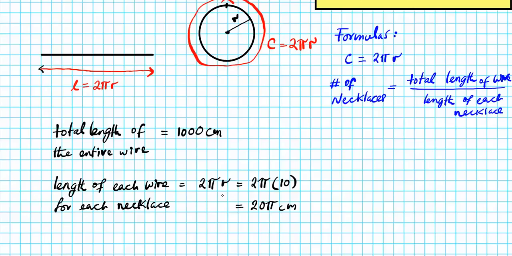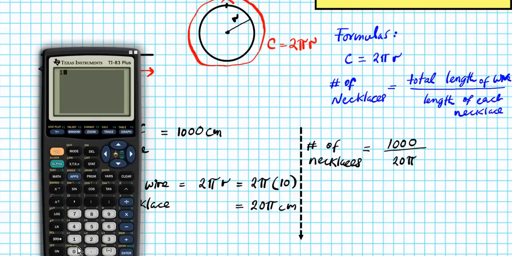So how many necklaces can we make? We have 1,000 centimeters of wire, and we're going to use 20 pi centimeters to make each necklace. So to finish it off, we're going to use this formula that we wrote up here. The number of necklaces is going to be the total length, which is 1,000, divided by the length of each individual necklace, the length of each wire, which is the circumference of each necklace, 20 pi. Let's go ahead and use our calculator to solve this. So we have 1,000, the entire length, divided by 20 pi, the circumference of each necklace. Enter, we get 15.9.